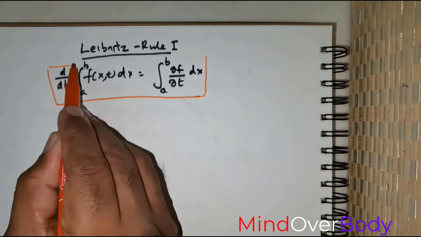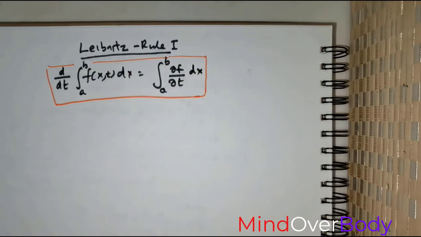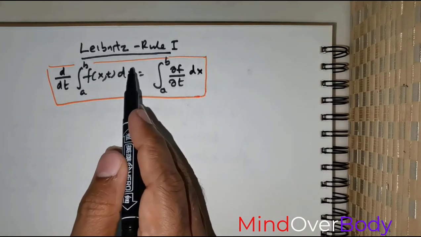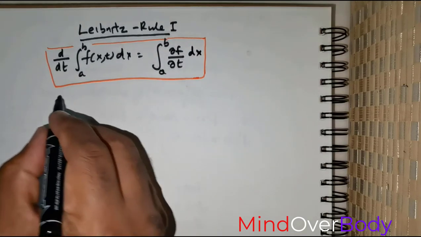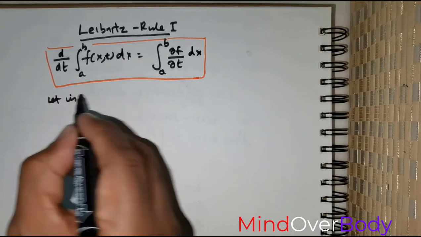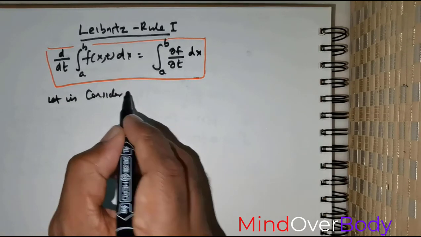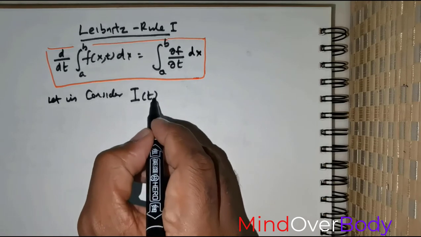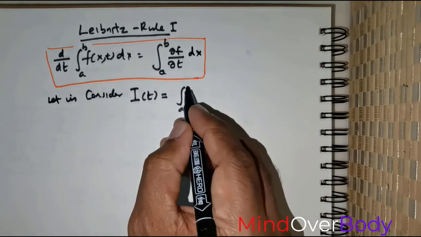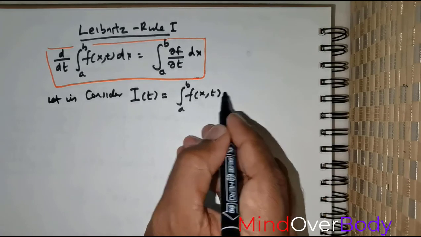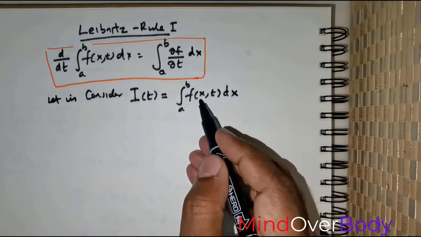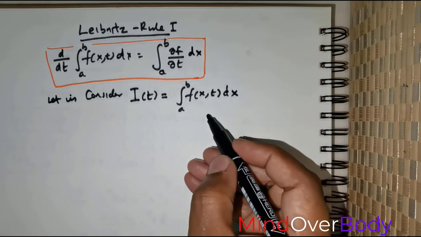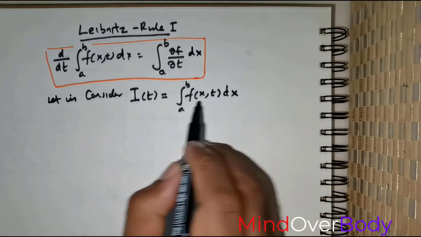Now the most important point that we will have to note here is a, b are constants. Now I'm going to show you the proof for the Leibniz rule number 1. So let's do this. So foremost, what I wish to do is let us consider I of t to be equal to integral a to b f of x comma t times dx. So f is a function of two variables, x and t. Yes, you have heard it correctly. X and t are both our variables.